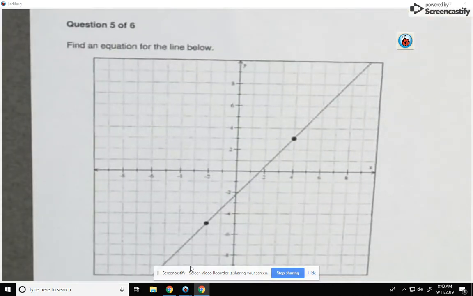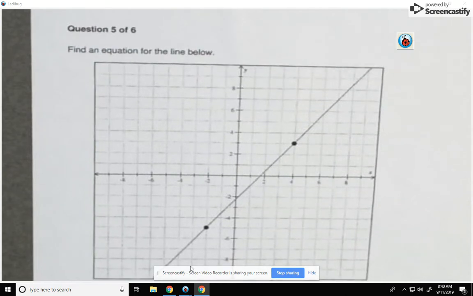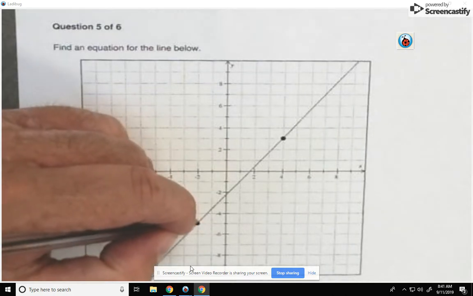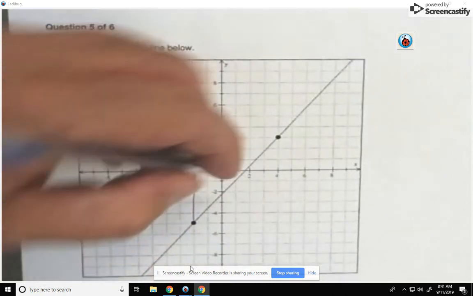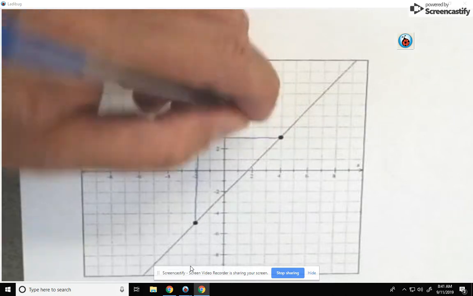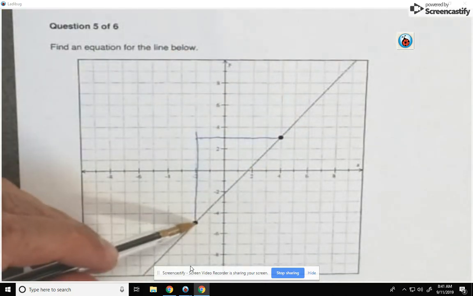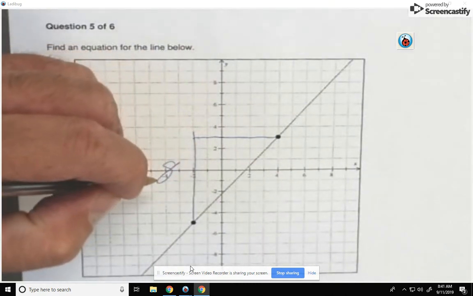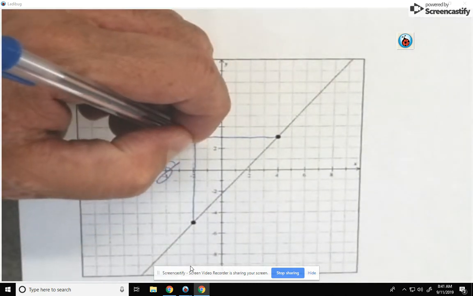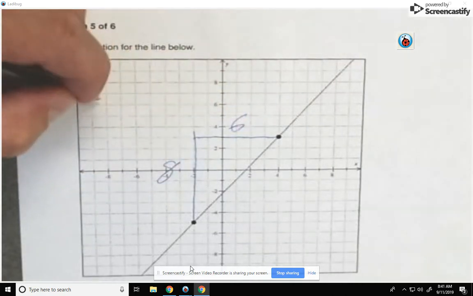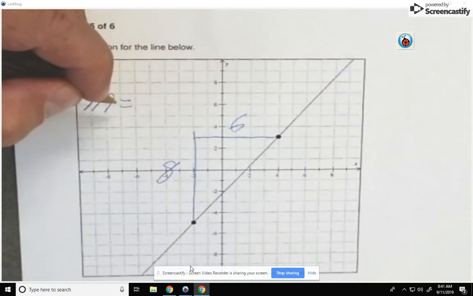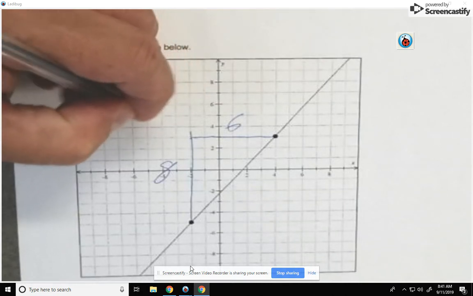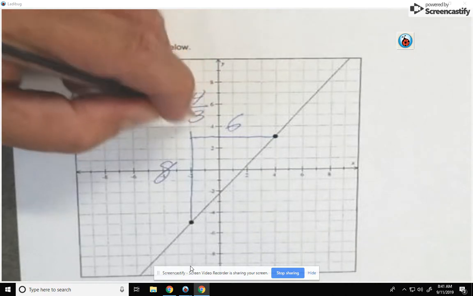Question 5 is asking you to find the equation of the line below. Just like we did in the last one, we're going to form our right triangle. From here to here, we're going from negative 5 to 3, which is 8. We're going from negative 2 to 4, which is 6. So our slope would be 8 over 6, which reduces to 4/3.